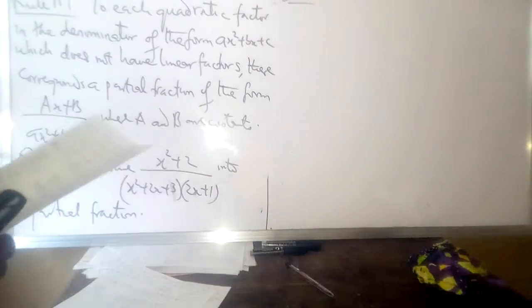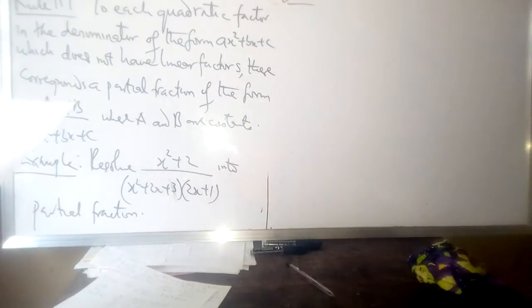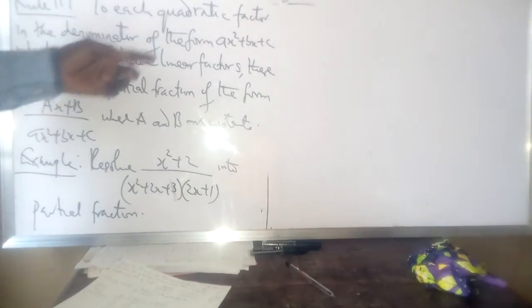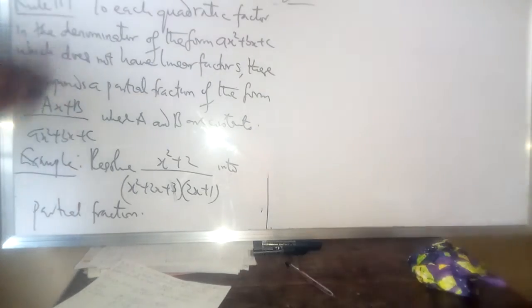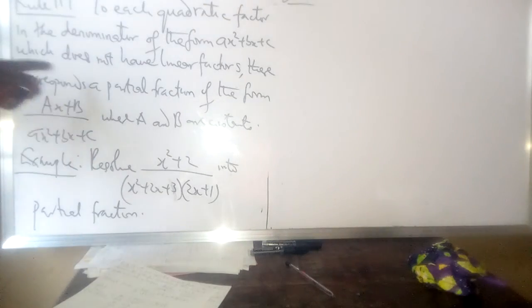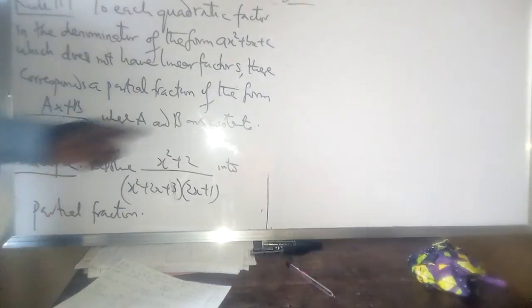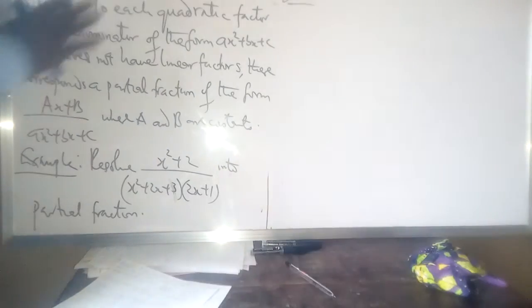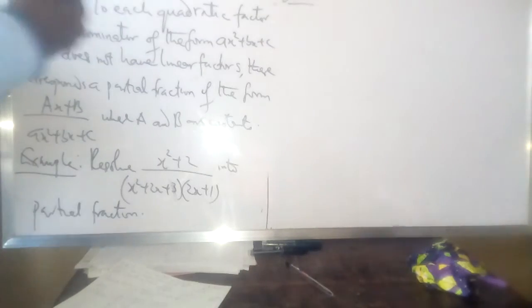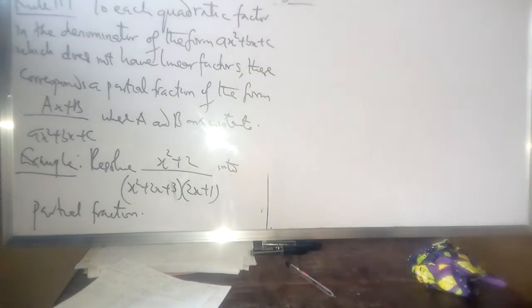In this video, we shall talk about Rule 3 of partial fractions with examples. In Rule 3, to each quadratic factor in the denominator of the form ax squared plus bx plus c, which does not have linear factors, there corresponds a partial fraction of the form (ax plus b) all over (ax squared plus bx plus c), where a and b are constants. That is, if your denominator does not have a linear factor and is a quadratic one, then we apply Rule 3.